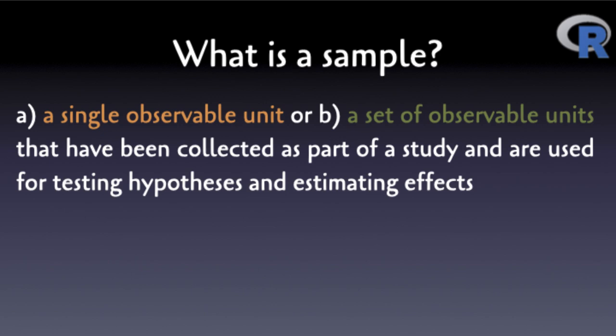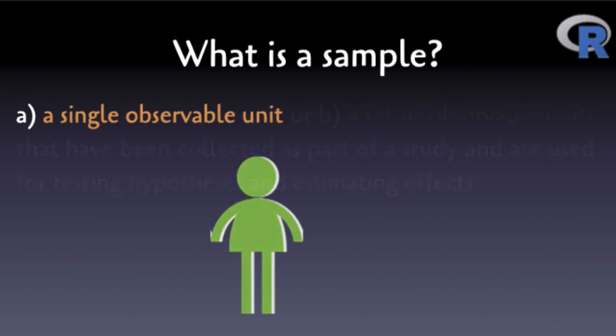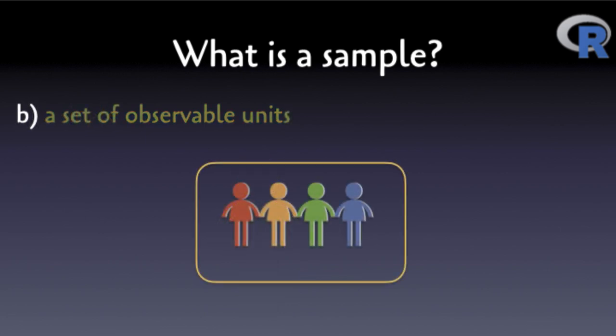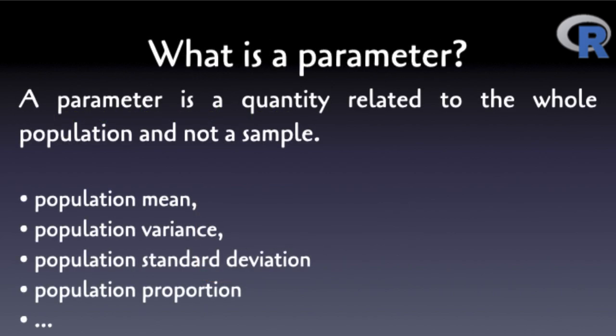Now, there is an ambiguity related to the term sample that confuses almost all beginners, including me, when I entered the subject. A sample can be either a single data point, like a single student, or we use it to denote a whole set of points from the population that is used to test hypotheses and estimate effects. Don't worry about these terms, we will spend time later on them, and we'll explore sampling strategies in more depth in future videos. Moving on to parameters.